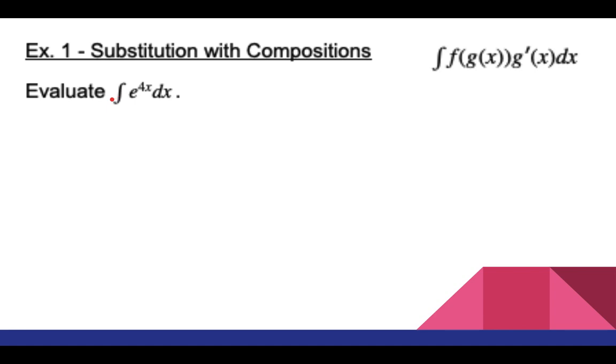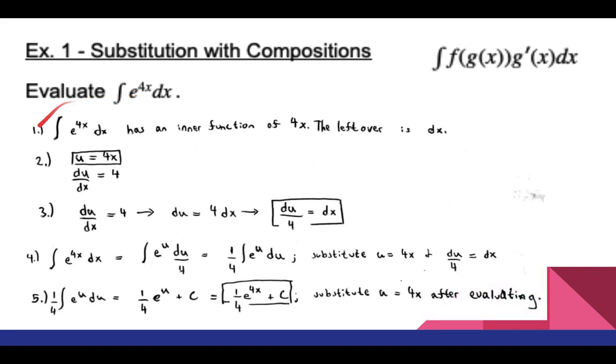So let's take a look at the integral of e to the 4x dx. So here we don't just have e to the x, we have e to the 4x. So we have a composition of functions here. We can't just write down our antiderivative as e to the 4x. We have to use U substitution here. So we identify that, and we identify an inner function of 4x.